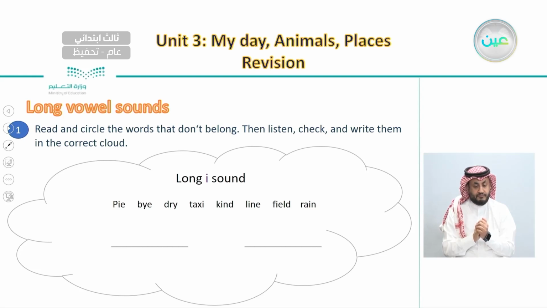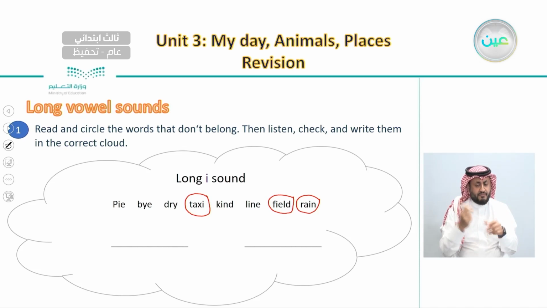So here we have buy, pie, buy, dry, taxi. So taxi here does not belong to this sound. So we go and we circle taxi. Next we have kind, line, and field. So field here does not belong to it. And also we have rain. Rain also does not belong to this cloud.